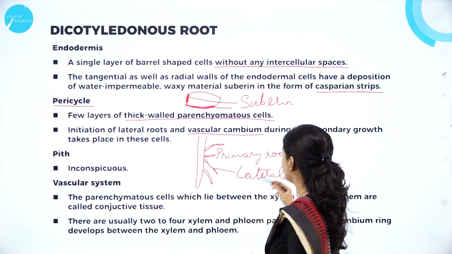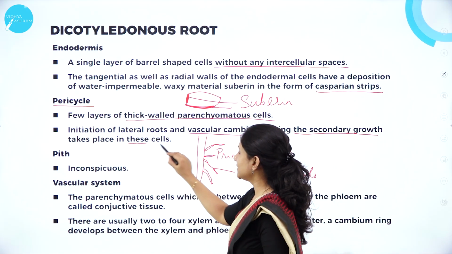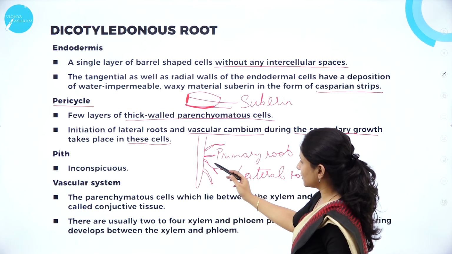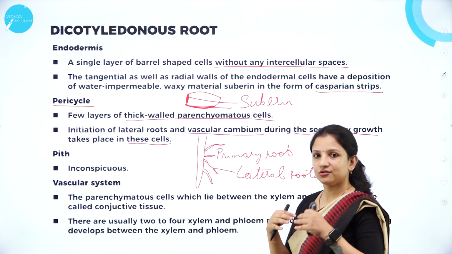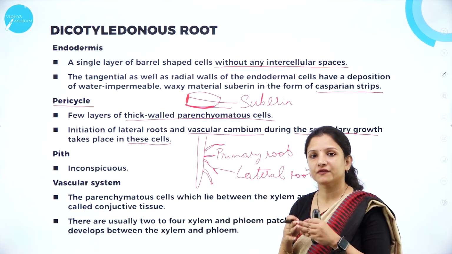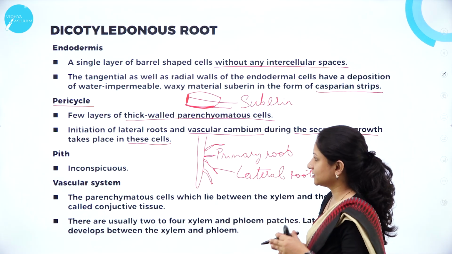the vascular cambium during secondary growth, takes place in these cells. So from the main root, the secondary growths are the lateral roots. These usually occur from modifications of the parenchymatous cells that are present in the pericycle. So that is the function.